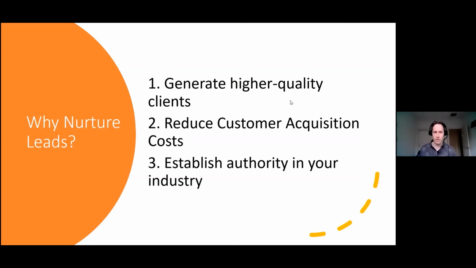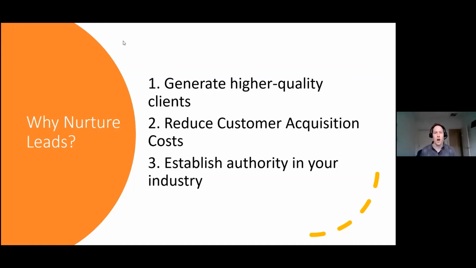So that's the value of a nurture. The second thing is reducing your customer acquisition cost. Essentially, if you think about the time that you spend in front of a customer, by setting up some automation or a lead nurture campaign, you're letting that education piece get done for you through the technology and through your own strategy.